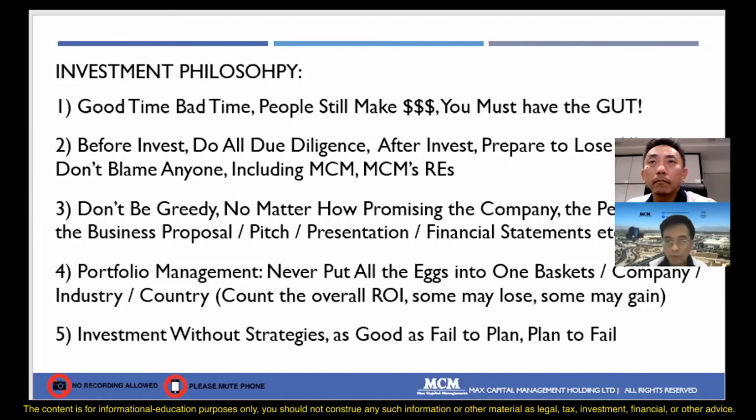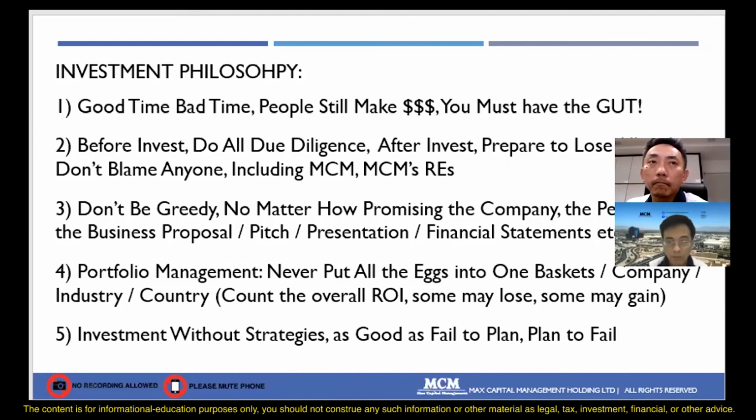Number 4 is about portfolio management. Never put all your eggs into one basket, or one company, industry or country. As an investor, and as an individual, you have your own portfolio management. When we invest into one company only, you're putting everything and betting on one thing. If anything happens, you either make it big or you lose it. That is what we don't encourage people to do because it's a very high risk.